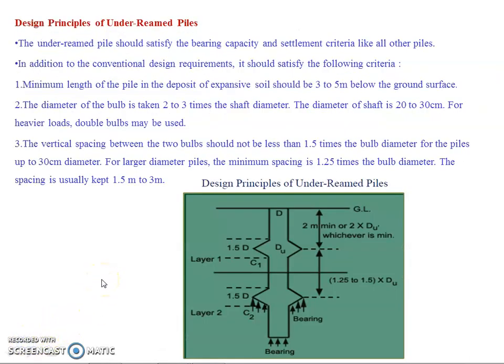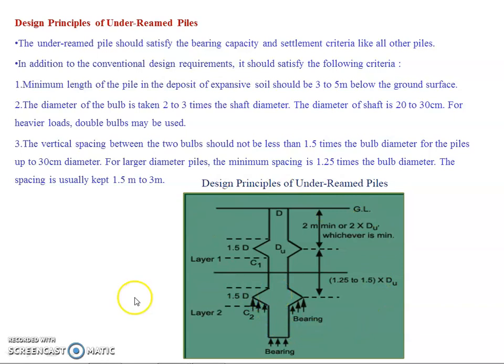Then the design principles of underream piles. To start, we should first understand this figure. Here this is the diameter of the underream pile. This is Du, the diameter of the underream portion, and at the last this is the end bearing portion, and this is layer 1, layer 2. There are some design principles that we should remember with this figure.